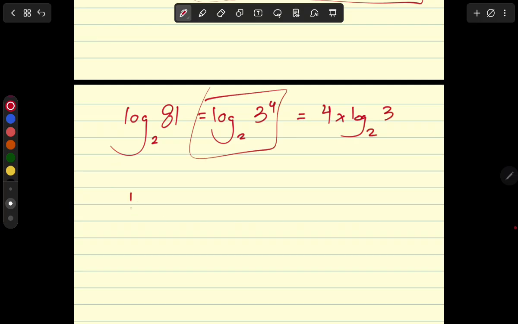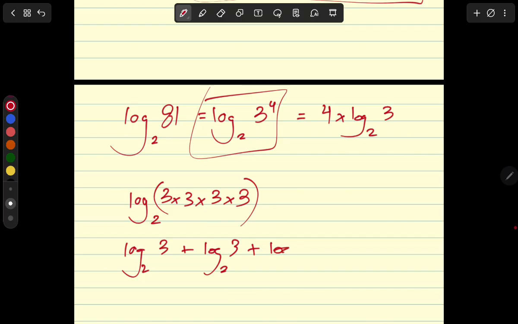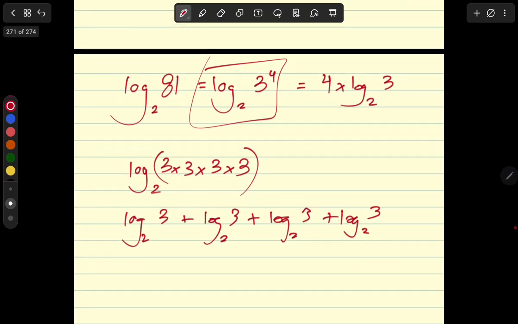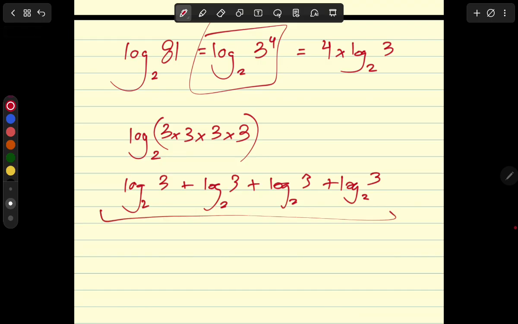Now I can also do it this way. So log 81 is what? It is log 3 times 3 times 3 times 3 base 2, and applying the product rule I can rewrite it as log 3 base 2 plus log 3 base 2 plus log 3 base 2 plus log 3 base 2. So this is what? These are 4 similar terms, so I can rewrite it as 4 times log 3 base 2, which is the same as here, right?